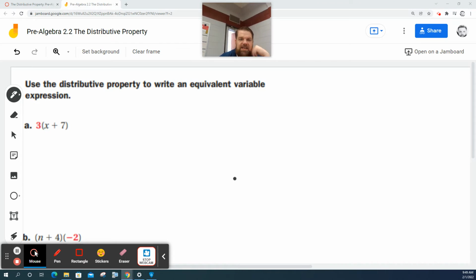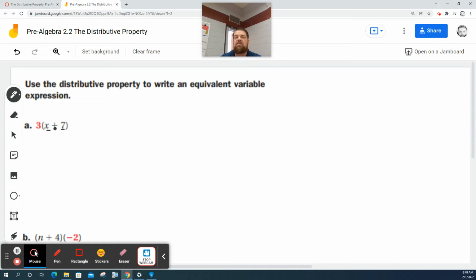So we're asked to write the equivalent expression, but truth be told, the real reason that we're doing this is because in algebra, normally when you follow order of operations, you do Please Excuse My Dear Aunt Sally. The first thing is parentheses. You've got to do the work inside the parentheses.